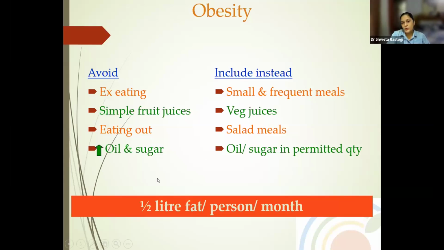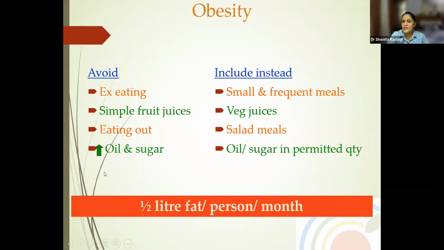Next is oil and sugar. Here we make a lot of mistakes. See, we may take sugar in tea or coffee or the beverages that we are drinking. We may also end up eating one sweet, or we may end up having a dessert in the meals, or then we may have the habit of having a chocolate after every meal. So this is nothing but increasing your sugar intake.